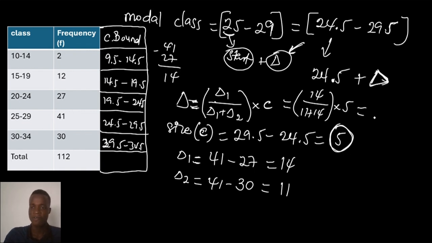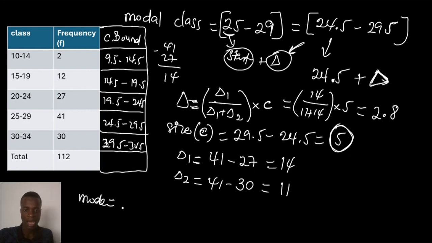So we have 14 divided by 11 plus 14. This is what I have: 0.56. 0.56 times 5 is giving me 2.8. So from here I got 2.8. You can verify from your end, right? I got 2.8.